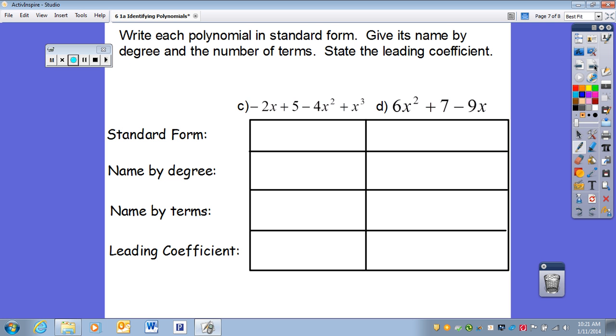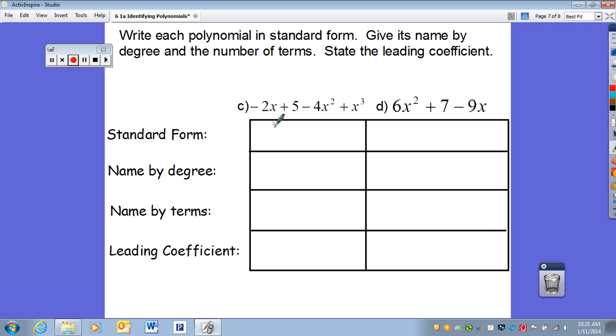In the next example, we want to put these in order, highest exponent first, for standard form. So we'd have x cubed minus 4x squared minus 2x plus 5 as our last term. Taking a look at the largest exponent that is present in our polynomial, it is to the third degree, and the third degree is cubic.